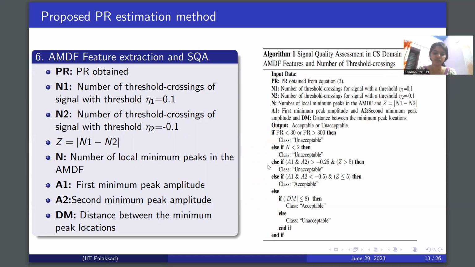And based on these features and based on the characteristic shape of the AMDF, we have developed an algorithm for the signal quality assessment where we will be classifying the signal as noisy or clean, or acceptable and unacceptable.